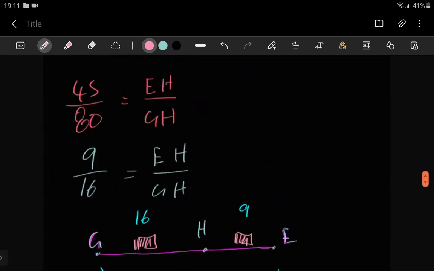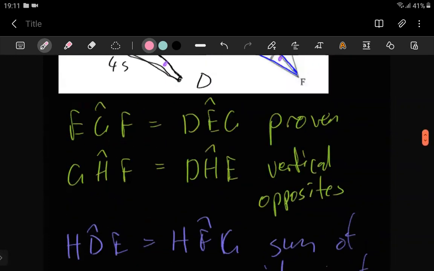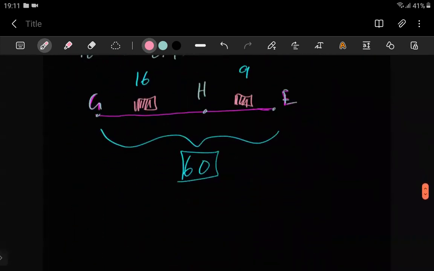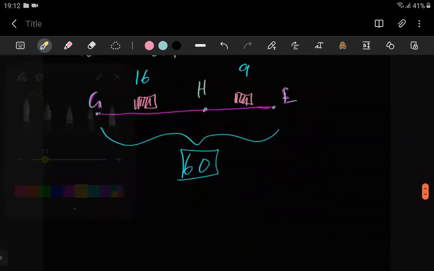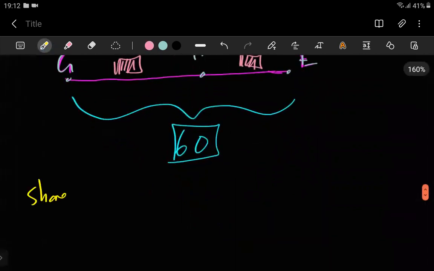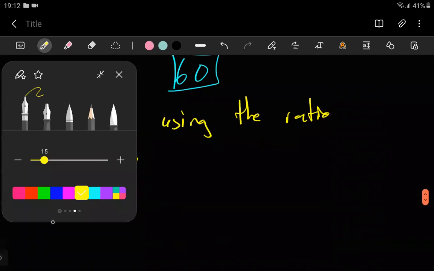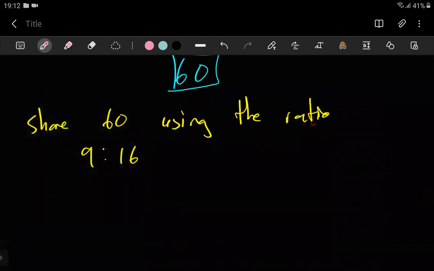Perfect. And the reason why we are saying this is because they are 100% aligned. There's green and orange, also green and orange. So let's just share this 60 using the ratio 9 to 16. Let me even write it out. Now to do that, it's just basic math. If you're going to share a number using a ratio, what you do first is add up those two numbers. 9 plus 16 is 25.